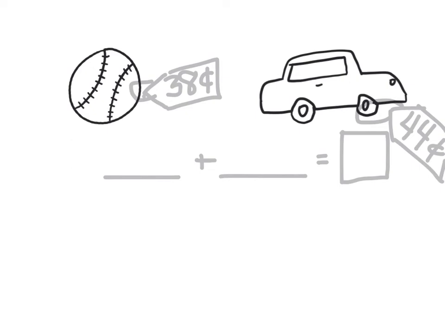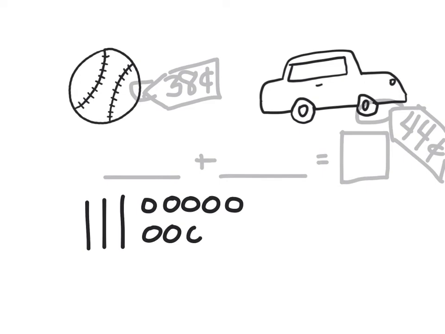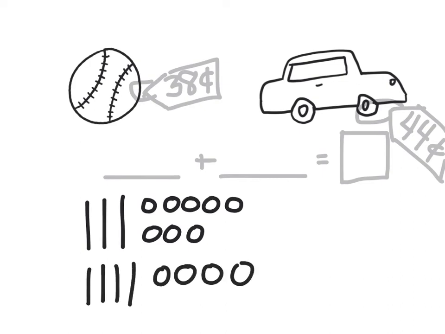Okay, here we go. 38 cents, 10, 20, 30, 31, 32, 33, 34, 35, 36, 37, 38, plus 44. 10, 20, 30, 40, 41, 42, 43, 44. So now I'm going to count and see if I can make a new 10. 10, 20, 1, 2, 3, 4, 5, 6, 7, 8, 9, 10.